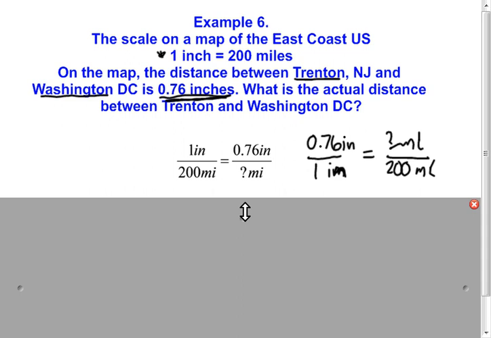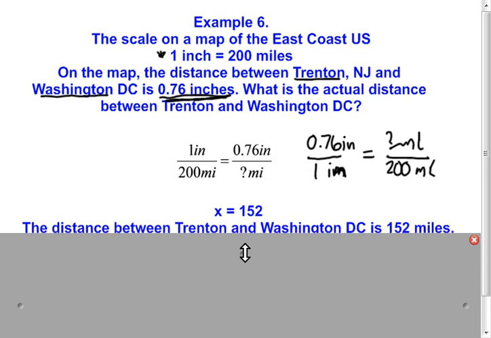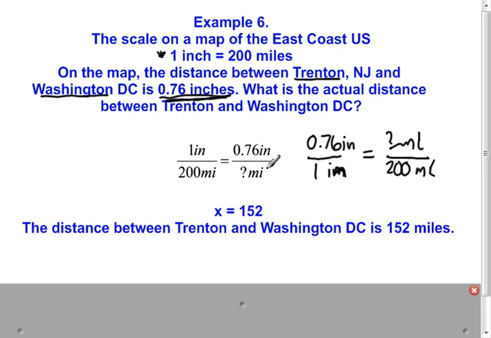So cross multiply and solve, and we get x is 152. So we should answer the question. The actual distance between Trenton and Washington, D.C. is 152 miles.